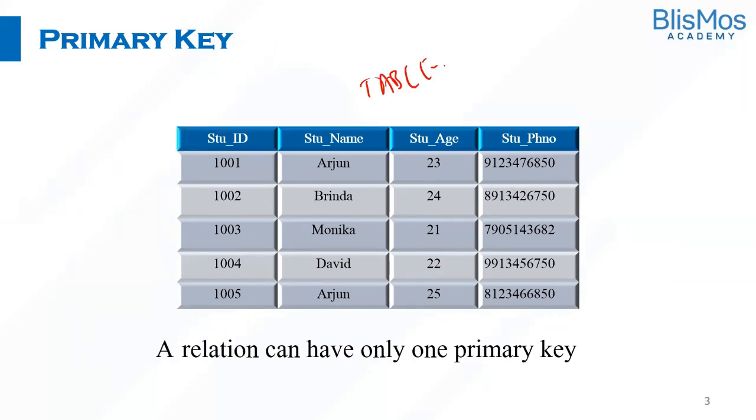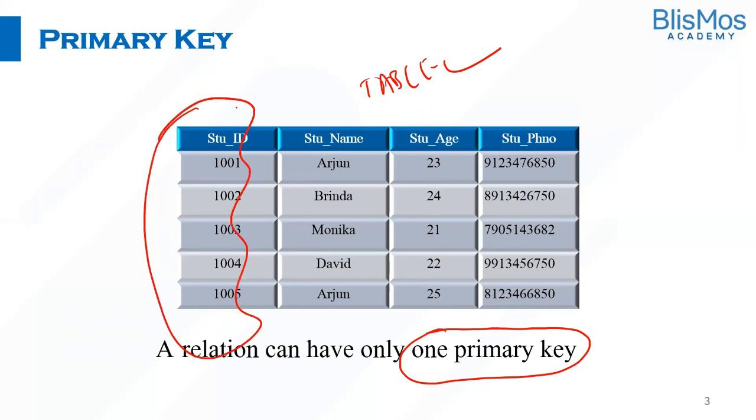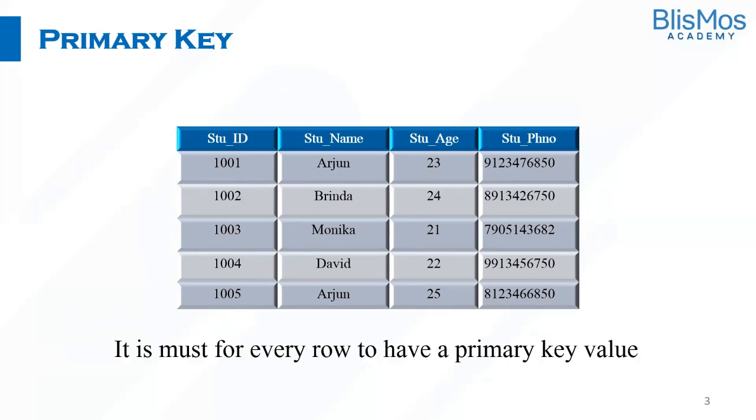A relation or a table or an entity can have only one primary key. Look at this. We can have only one primary key. This is a primary key here. We cannot have more than one primary key in any table. If you take any table, what is very important is each row should have a primary key value. Here you can see 1001, 1002, 1003. These each rows have a primary key.